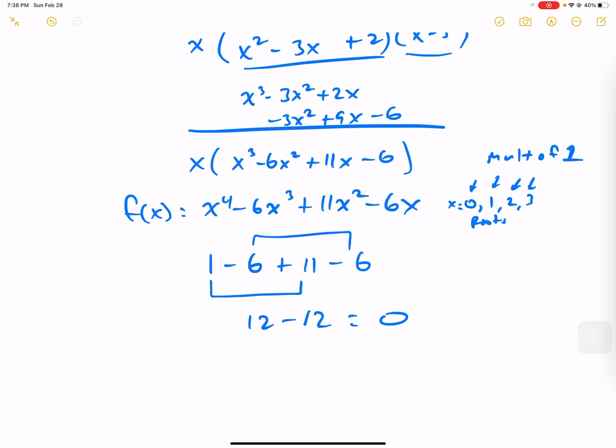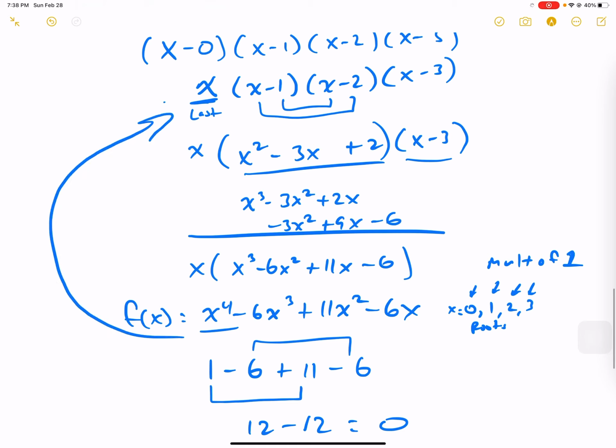Okay, so this function, this x to the 4th, is the same answer as us writing this in factored form. And this is the solution, which has the solutions of 0, 1, 2, and 3 for its roots. And that's really what your work is today. Cool. Thank you very much.